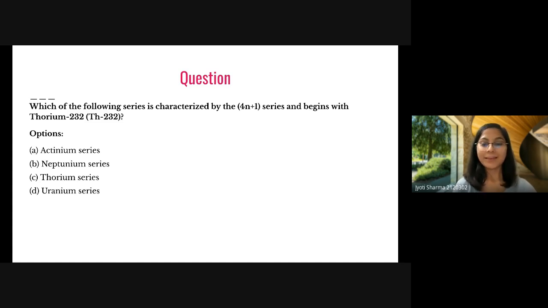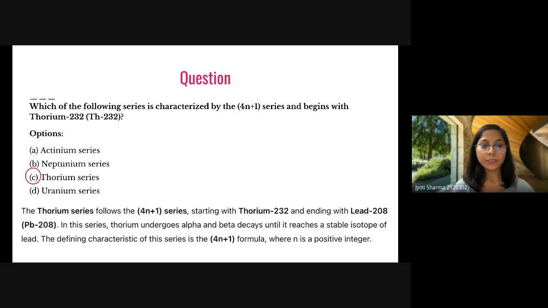Yes, Sonia, the answer will be C only, because it is started with thorium only. So the thorium series follows 4n plus 1, and it will start from thorium. And again, because the end stable isotope is lead, this will again end with lead, and the atomic mass is 208.